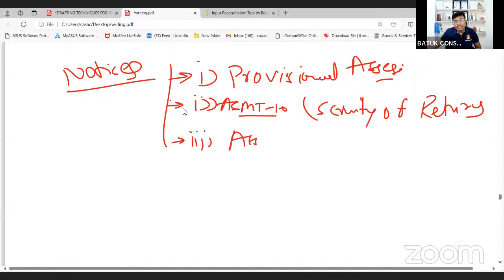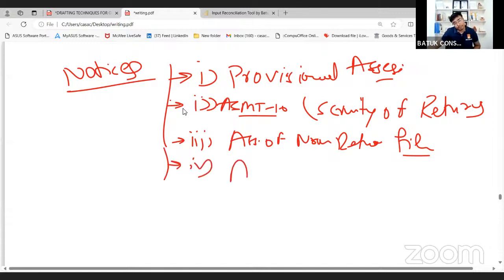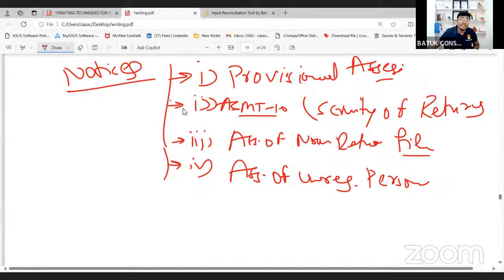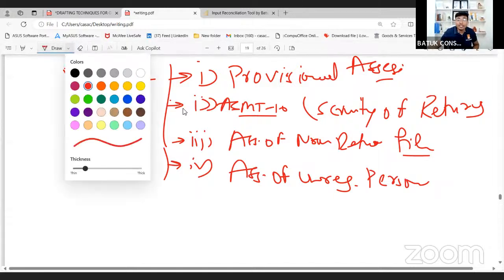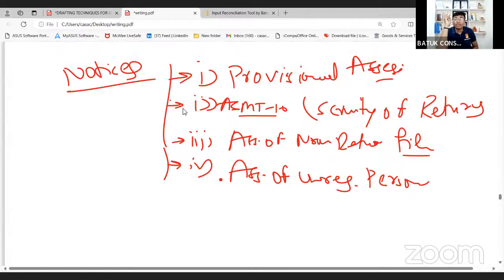Third, I have assessment of non-return filers. That means Sachin has taken the registration, but Sachin does not file the GST returns. In that case, the department has power to assess the liability of Mr. Sachin on the basis of the assessment. Fourth, assessment of unregistered person. There may be a situation where Sachin is liable to take GST registration but has not taken it. In that case, the department has power to assess the liability based on the best judgment available with the departmental authority.